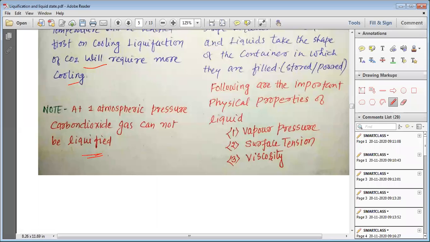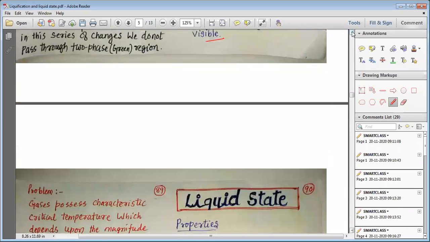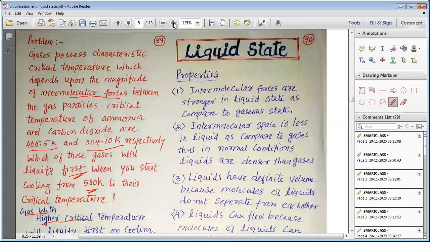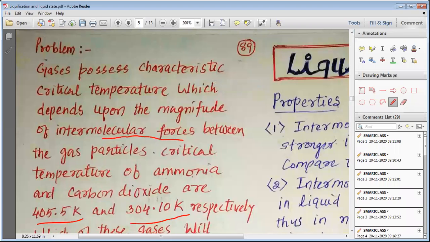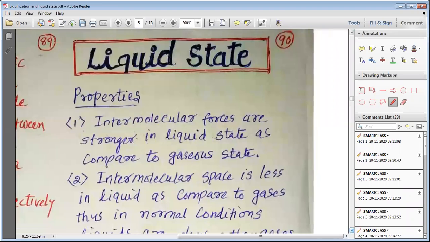Please remember that carbon dioxide gas cannot be liquefied at 1 atmospheric pressure, and that is why at 1 atmospheric pressure, carbon dioxide gas generally sublimates. That means from gas it directly turns into solid, or from solid it directly turns into gas. This is how, my dear students, we understand the behavior of carbon dioxide under the change in pressure. Now we have completed our discussion about the gaseous state, and now we want to study the liquid state.